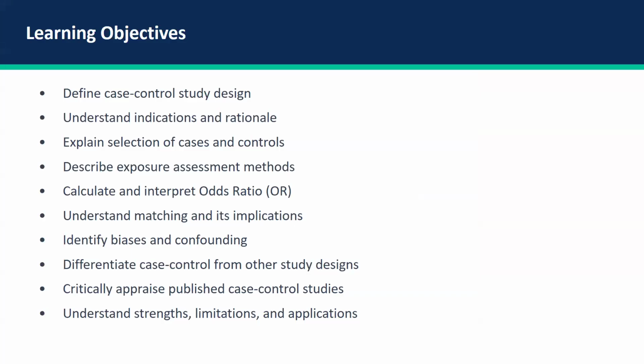Learning objectives for the presentation will be: we will define case control study design, understand the indications and rationale, explain selection of cases and controls, then describe the exposure assessment methods, calculate and interpret odds ratio, understand matching and its implications, identify what biases and confounding are present, differentiate case control study from other study designs, and the strengths, limitations, and applications of this design.